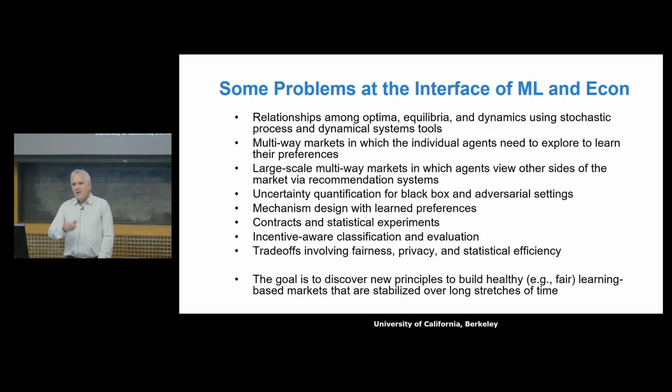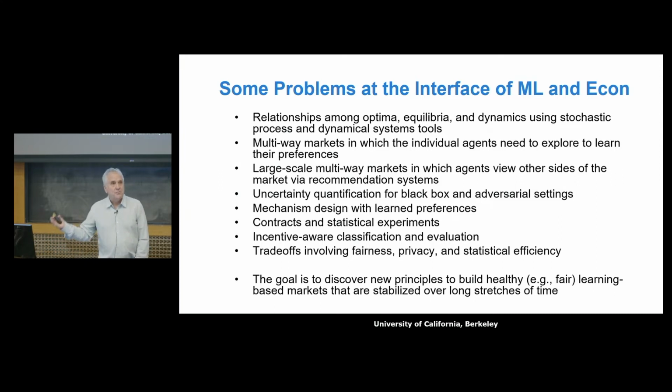All right, so this is a slide I prepared maybe 7 or 8 years ago of kind of problems to work on at this interface. Again, I was talking in ML crowds, relationships among optimum equilibrium and the dynamics using stochastic processes, which we know a lot about now, like Langevin and dynamic systems. And then markets where you have to explore to learn your preferences, they aren't given a priori. Multi-way markets in which you have recommendation systems, I already alluded to that.